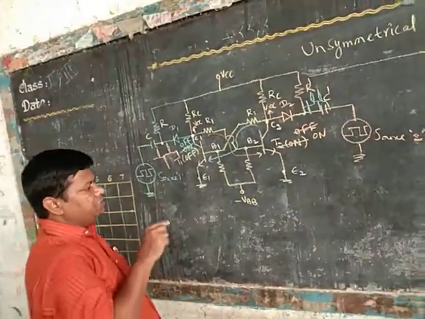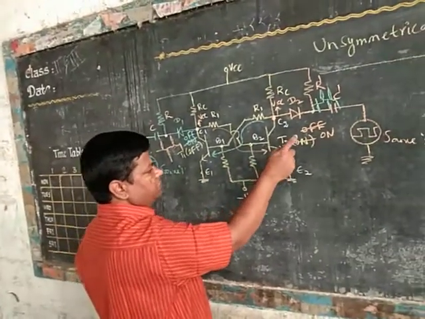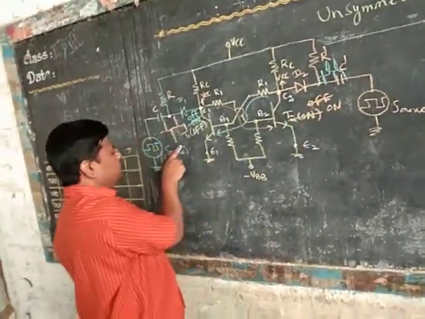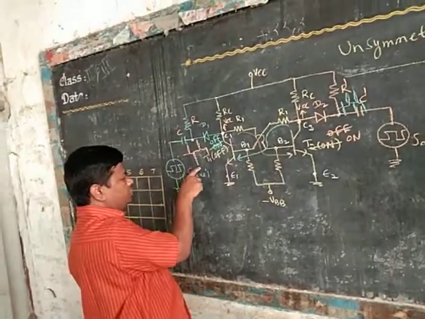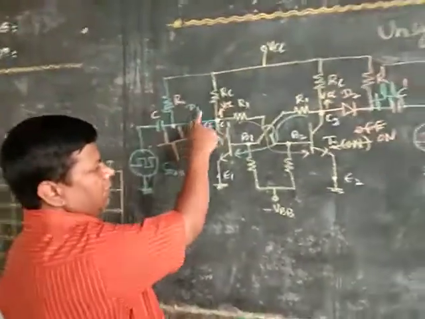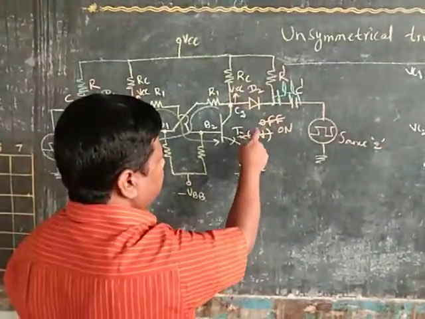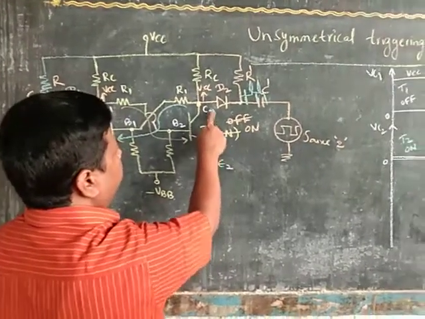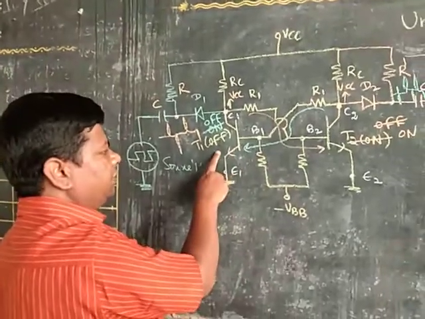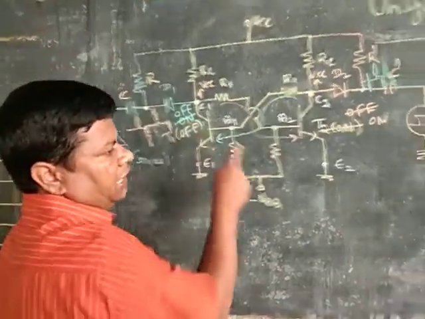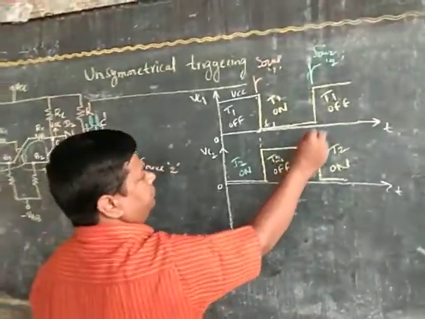Generally, the triggering source is applied to the on transistor base. Initially, we assume that T2 is on. That's why here the triggering source is applied through source 1. We consider source 1 negative going, diode D1 on. A large negative voltage is applied to the base of T2 transistor. T2 enters into off. Whenever T2 is off, its collector voltage rises. This raised voltage is applied to the base of T1. T1 enters into on. As shown in the waveforms, T1 on and T2 off.